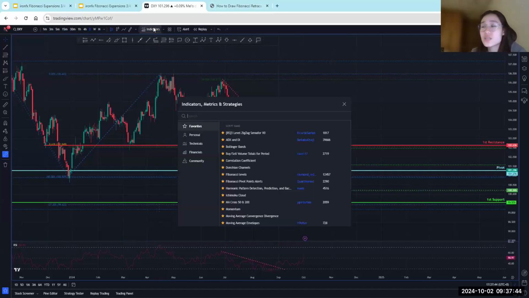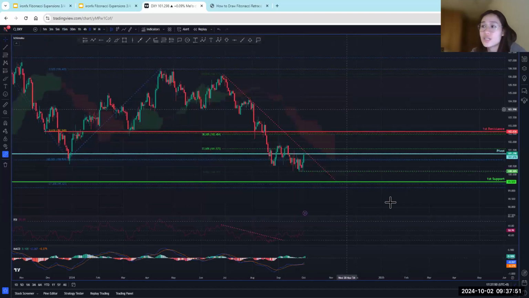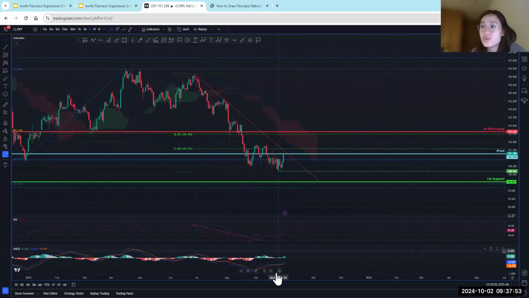So let's take a look at some other indicators to see whether they support our analysis or if they tell us something else. Okay, so MACD you can see is also giving us this bullish signal.